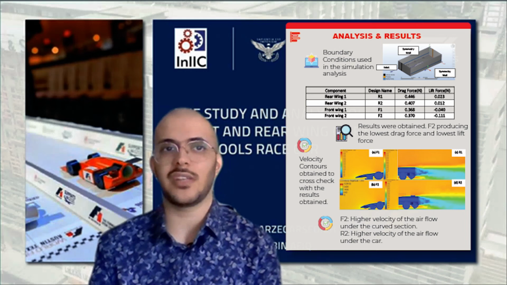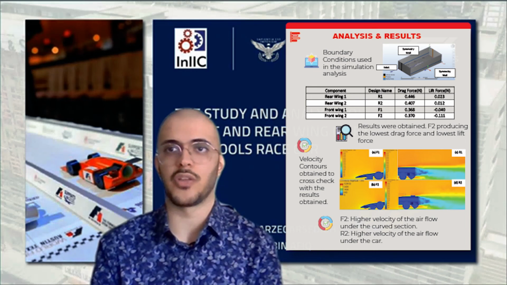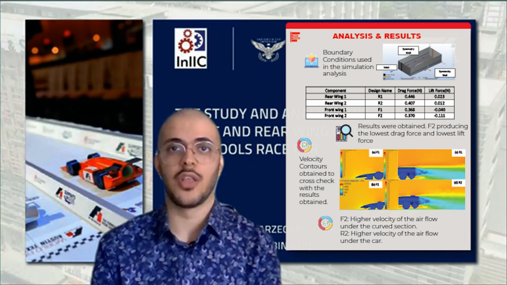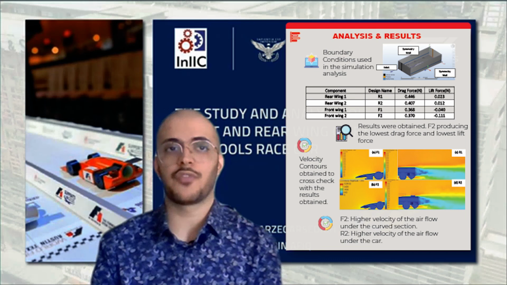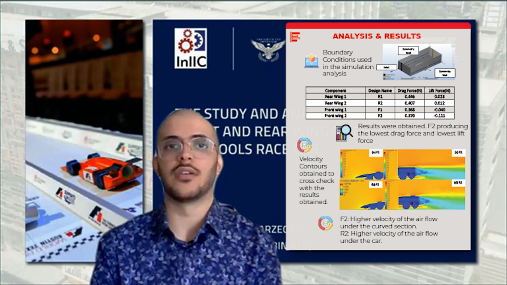It can also be seen that the airflow has higher velocity on top of the car compared to the bottom of the car, which explains why R1 got the highest lift force. Opposite behavior was captured by R2, as airflow has lower velocity at the bottom of the car.